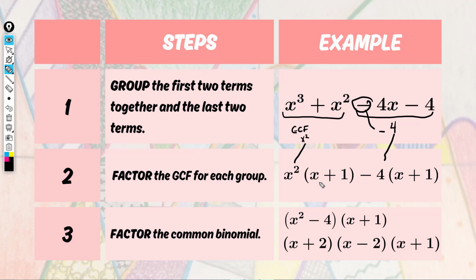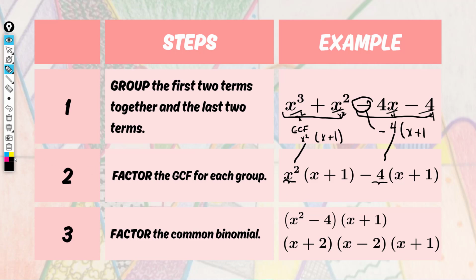Then you're going to write those in front of a parenthesis, and then you're going to see what's left. If I took out an x squared, I'd be left with an x plus 1. If I took out a negative 4, I'd be left with an x plus 1. Because if you think about it, it's dividing by that negative 4 on both of them, and dividing by that x squared on both of them. So that's how this set came into play.